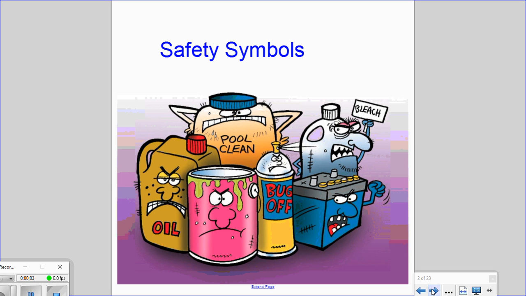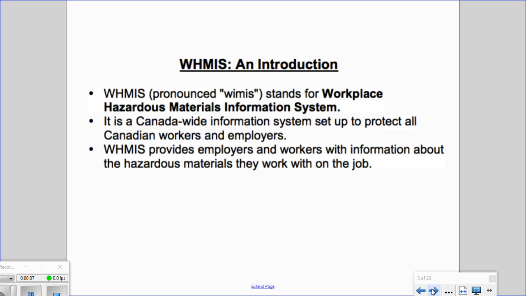In this video, we'll be covering safety symbols and where they are used. The first set of safety symbols we'll go through are the WHMIS symbols. WHMIS stands for Workplace Hazardous Materials Information System. It is a Canada-wide information system set up to protect all Canadian workers and employers.